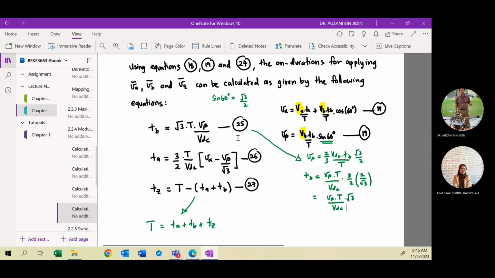For TA, you try it at home. Buat sendiri. Boleh faham? Okay, now you can derive the on duration to switch the vectors VA, VB for adjacent vector and zero vector. Apa dia?